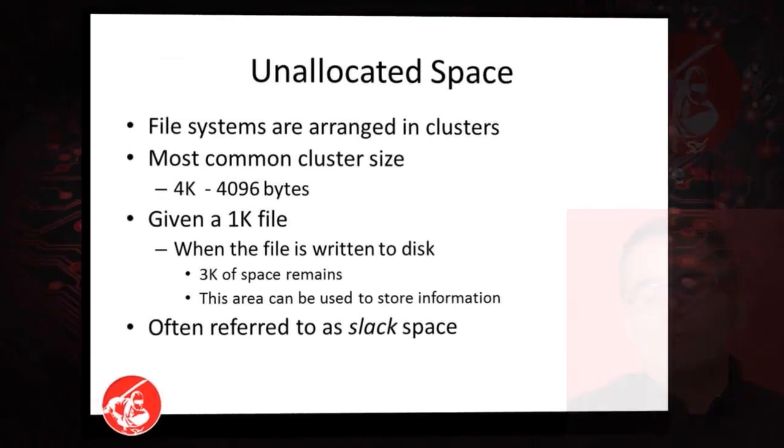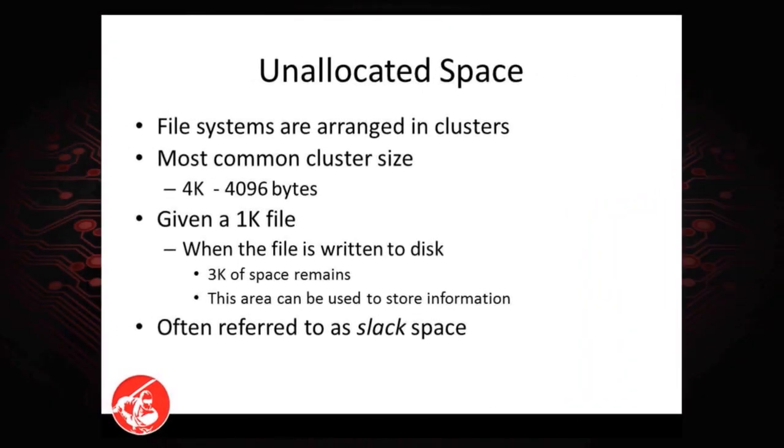Unallocated space. What happens is file systems are arranged in clusters. Most common cluster size is 4 kilobytes or 4,096 bytes. If you have a 1K file, when it writes to the disk, if the smallest cluster is 4 kilobytes, how much is left over? 3 kilobytes of space remains, or 3,096 bytes. This area can be used to store information. We call this information slack space. For those of you, if you go on and do forensics, you have to learn how to search slack space and look for hidden information.